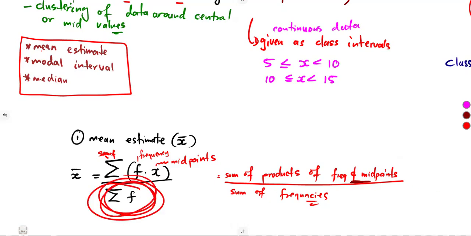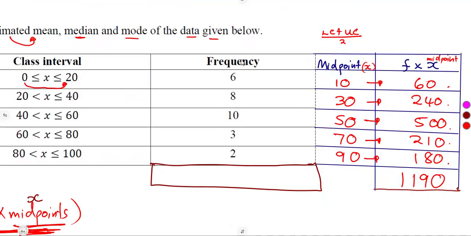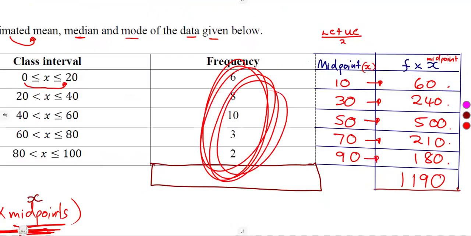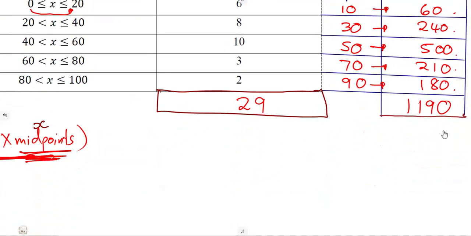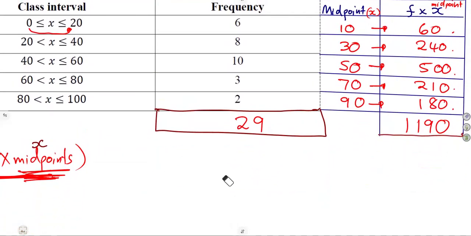We also have on our formula the sum of what? The frequency. From the frequencies that you are given, you must add them: 6 plus 8 plus 10 plus 3 plus 2. Add everything. That is going to give you 29. So these two can give us the estimated mean of the grouped data.